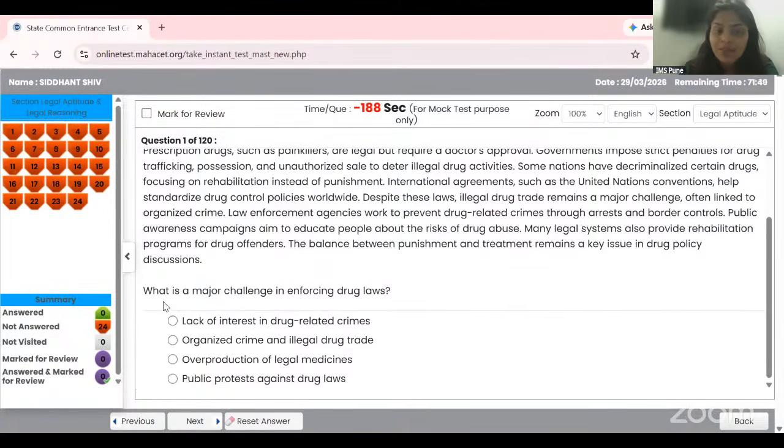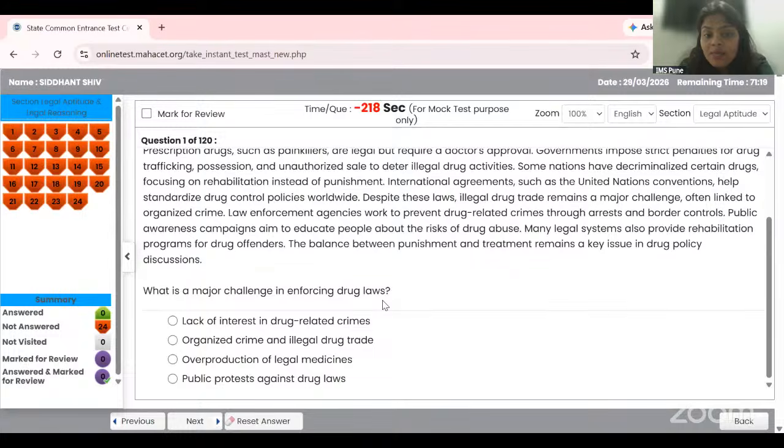In this case, we can see that our first question is, what is a major challenge in enforcing drug related laws? I will give you a heads up here. When it comes to MH-CET, most of the time you are able to eliminate the options by looking at them. If I look at the options here, I know what this passage is talking about. The first option says lack of interest in drug related crime. That is not the purpose of enforcement of law, right?